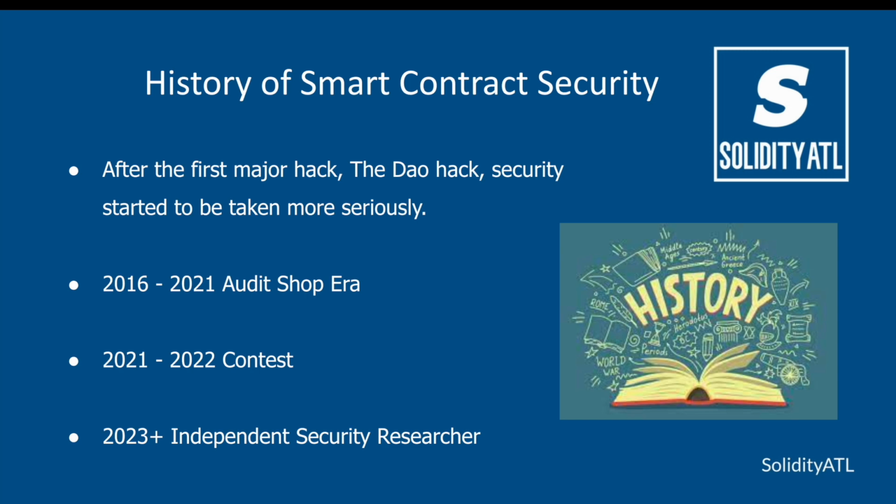Now, from 2021 to now, contests became the new thing within the smart contract security space. Companies or communities like Sherlock and Code4rena made these bounty contests very, very popular. We'll throw in Immunefi as well, because that was essentially a bounty platform. But this is where bounty contests, bounty hunting for smart contract security, started to get very important, and a lot of people started to join the space.